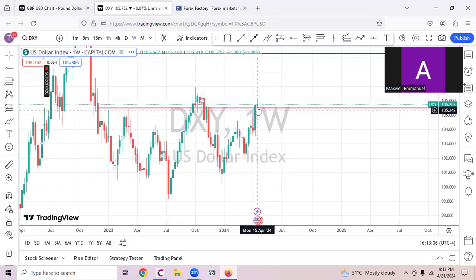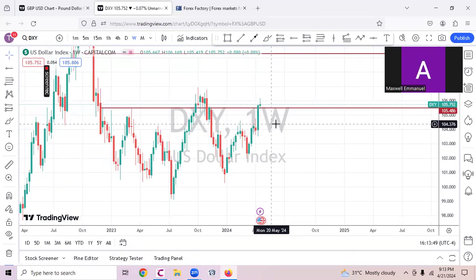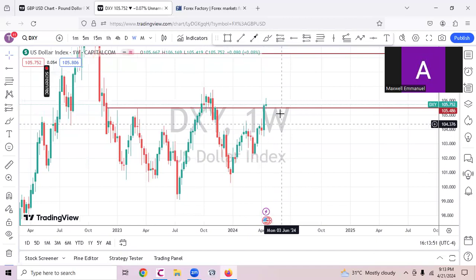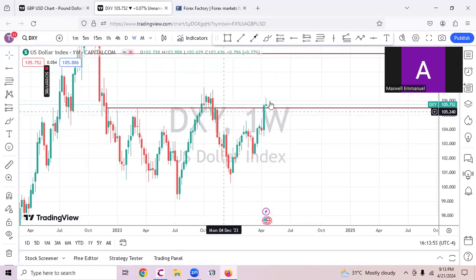For us to confirm that we have more sellers in the market, we need to wait for the next candle to close bearish. I hope you're following. We need to wait for the next candle to close bearish before we conclude that DXY is bearish. Are you with me?